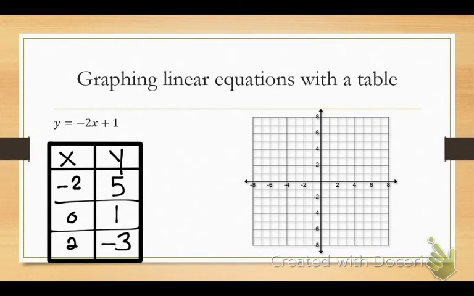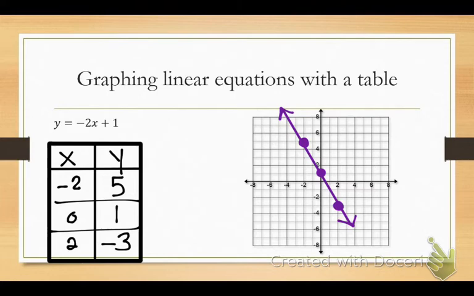Okay, so now let's visualize. All right, because we have so many graphs today, we're not going to spend a ton of time actually graphing them. But let's visualize where these points would go. So negative 2, 5. Go ahead and kind of pinpoint that on the screen. Negative 2, 5. All right, are you picturing it right about here? All right, now what about 0, 1? Right here? Okay, and then 2, negative 3, right about there? Okay, and arrow going through it.